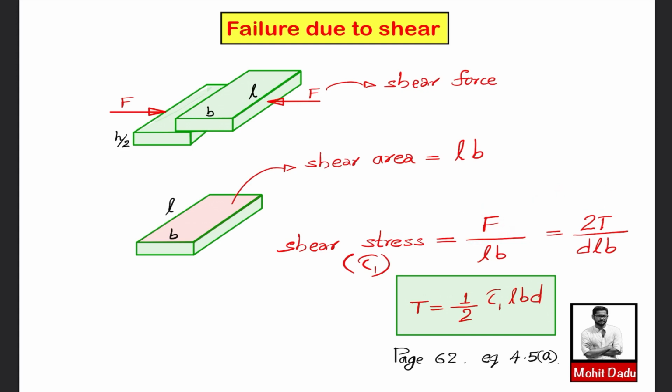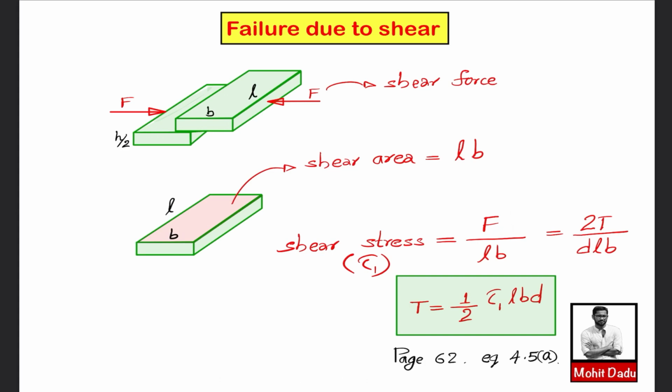So this will be getting 2T divided by dLB. So you can rewrite it as torque equal to half into tau. Tau is actually the shear stress occurred, and this will fail whenever the shear stress in the key becomes greater than the allowable shear strength of the key material.